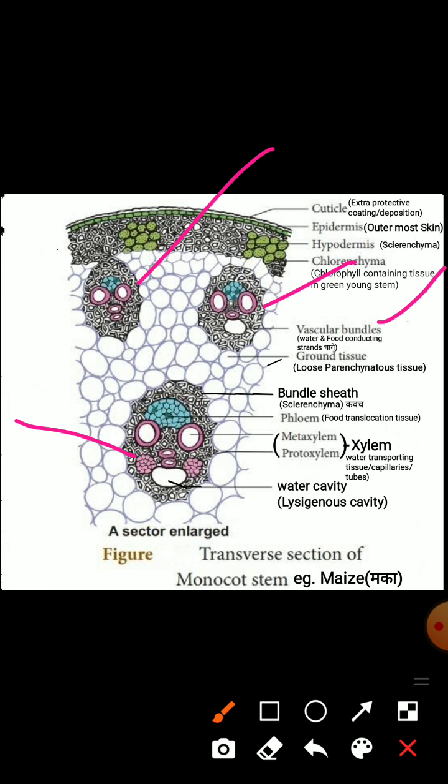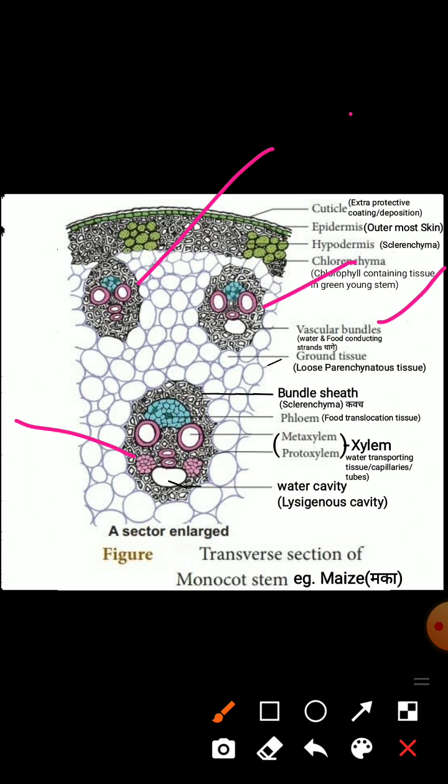So there is no definite fashion of distribution of vascular bundles like in the dicot stem. In the dicot stem, the vascular bundles were arranged in a concentric manner, in a ring, in a circle. Over here, the vascular bundles are irregularly scattered in the ground tissue. So this is one more difference from the dicot stem, in how the vascular bundles are organized in the monocot stem and how they were in the dicot stem.